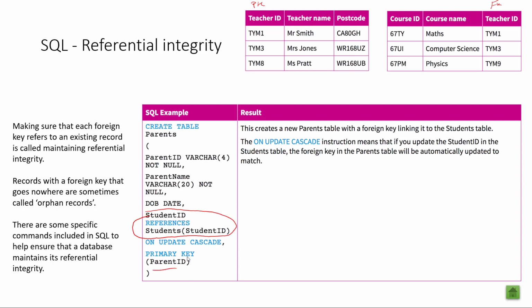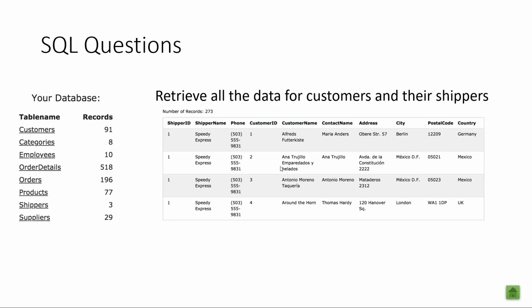So it updates every time. The primary key is parent ID. You can force this to happen. So this creates a new parent table with a foreign key linking it to the students table. So the on update cascade instruction means that if you update the student ID in the student table, the foreign key in the parent table will automatically update to match. It has to do that in order to keep its integrity.